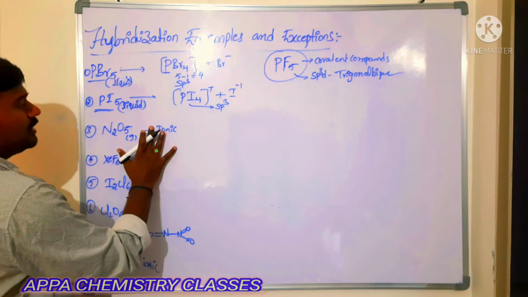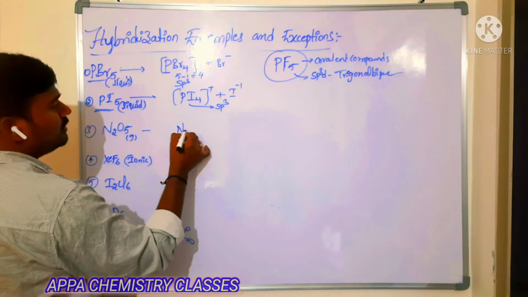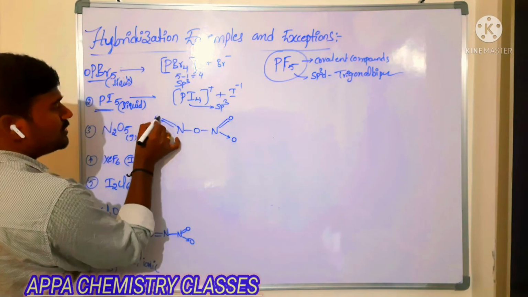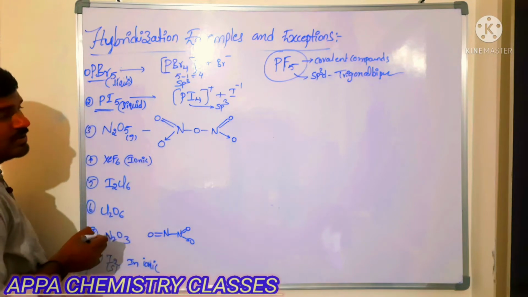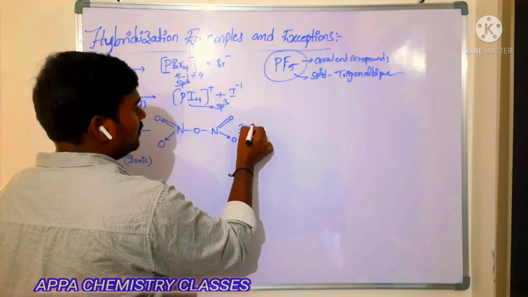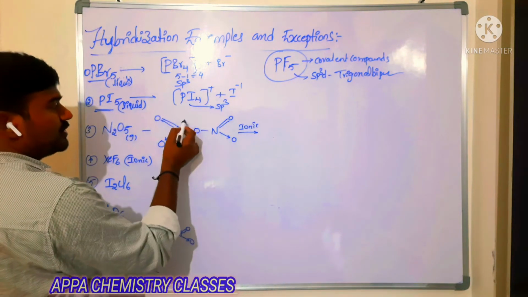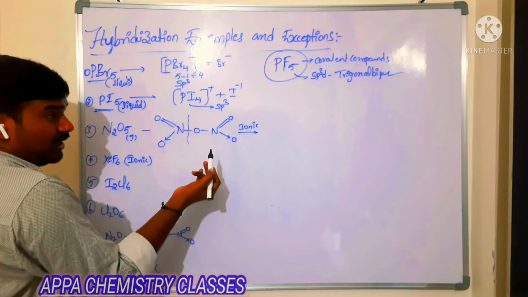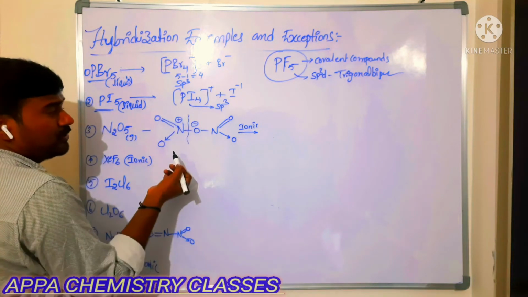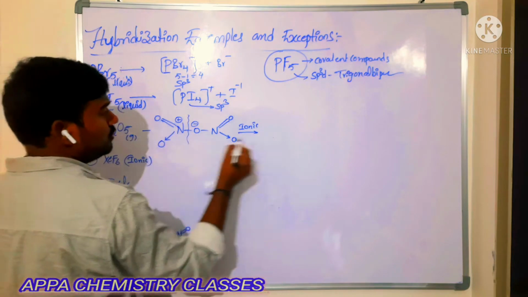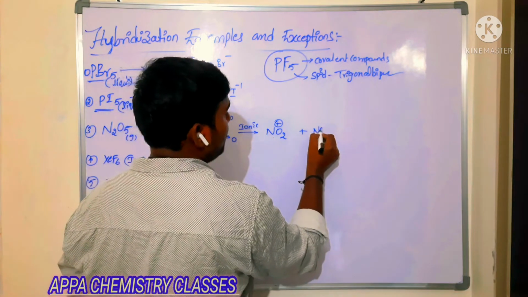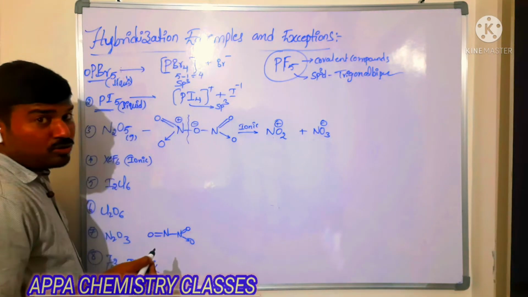Next, N2O5 in gas phase, what is the structure here? So in gas phase, we have a structure like this. Okay, so this is the structure of N2O5 in gas phase. Now what happens in case of ionization? Heterolytic bond cleavage takes place because of the electronegativity difference. Oxygen is more electronegative, so negative charge. Nitrogen is less electronegative compared to oxygen, so plus charge. We are getting NO2 plus and NO3 minus. On ionization we are getting NO2 plus and NO3 minus.